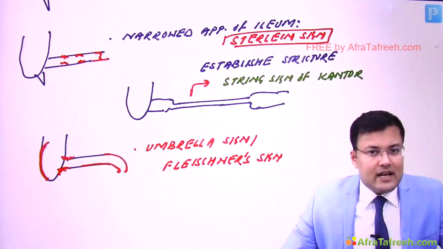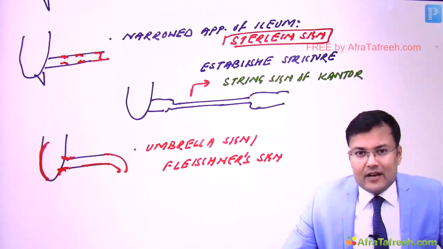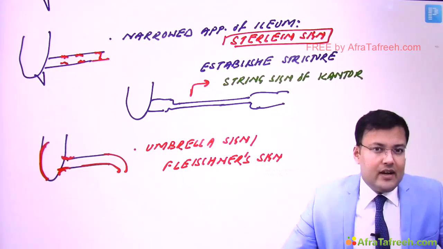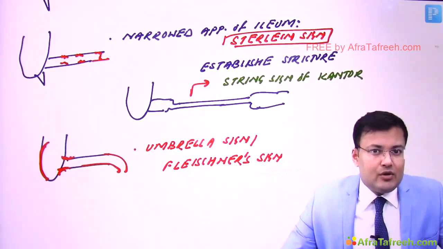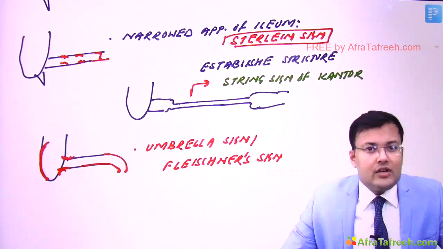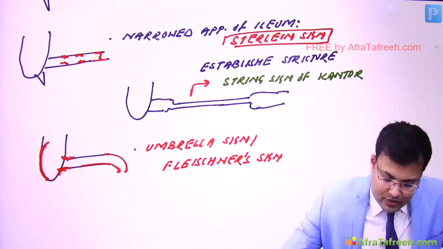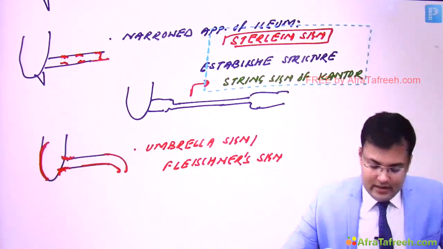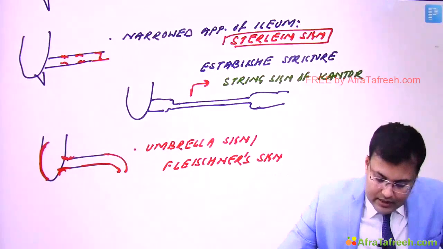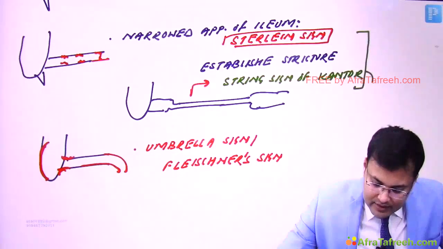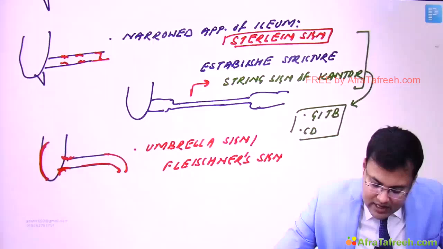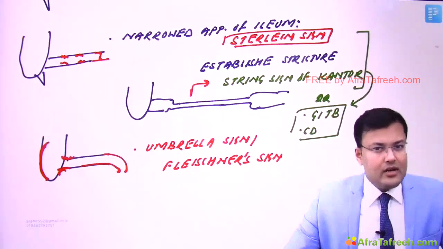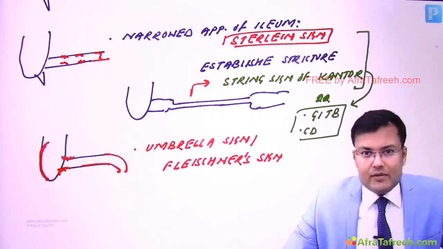So Sterling sign and string sign of Cantor are non-specific. They are not only seen in tuberculosis, they are also seen in Crohn's disease. So see these two, Sterling sign and string sign of Cantor, are seen in both GI tuberculosis and Crohn's disease. This was asked many times. Clear? So these are important points related to barium meal follow through.